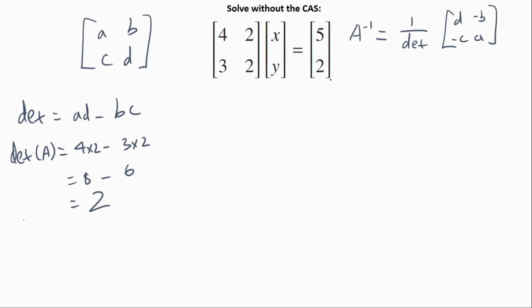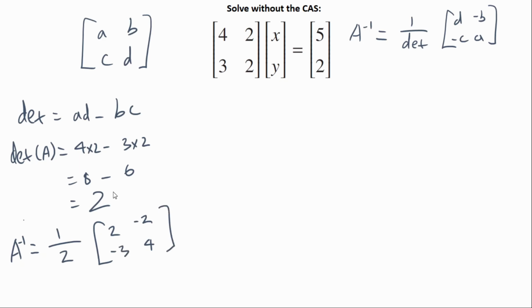So once again, I've got the formula for the inverse up here. Make sure you've got that somewhere in your books. It's just 1 divided by the determinant, and switch A and D, and write negative B and negative C there. So let's have a go at that. So A inverse is going to be 1 over that determinant. I'm just going to put that value in there, so 1 over 2. And for this matrix, I just swap the 4 and the 2, so it'll be 2, 4, and put a negative sign in front of the 2 and the 3 there.